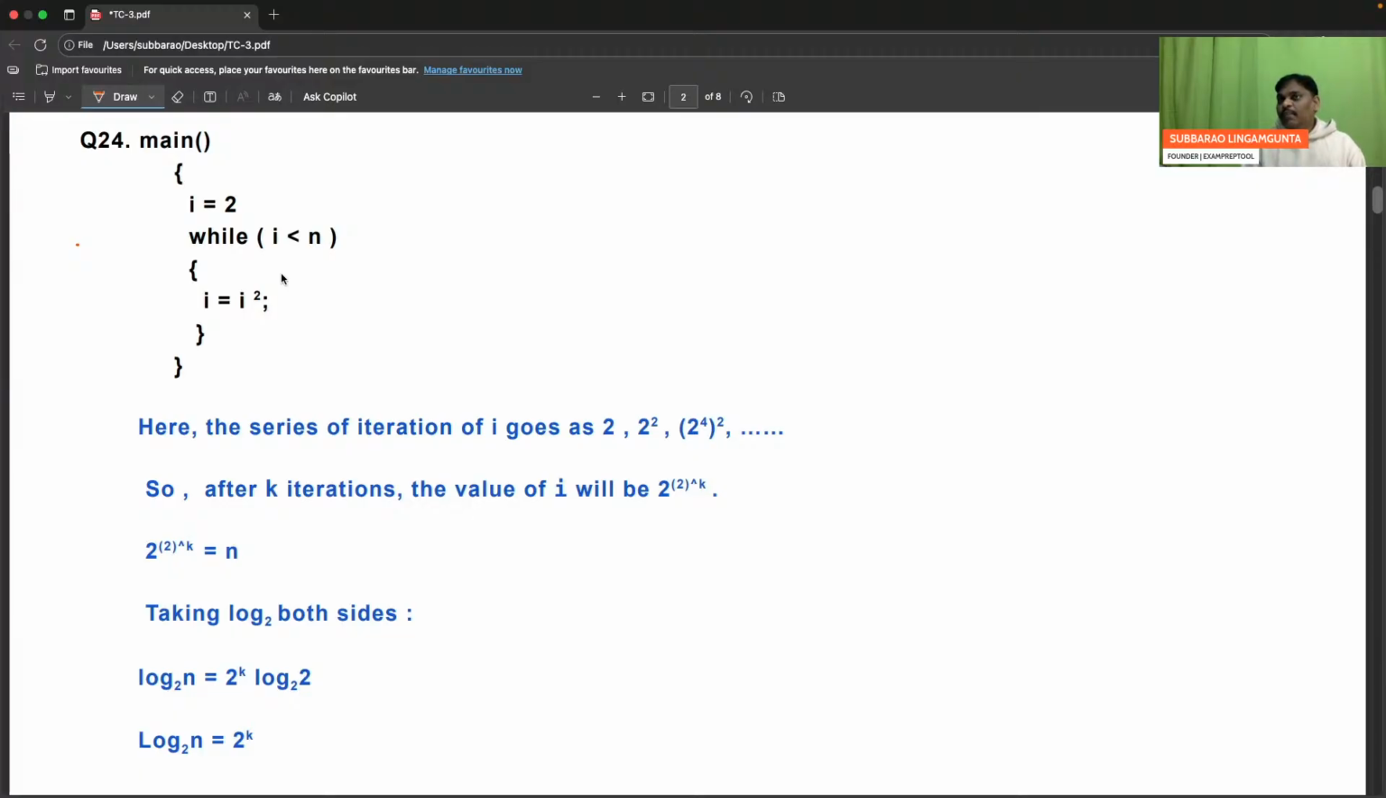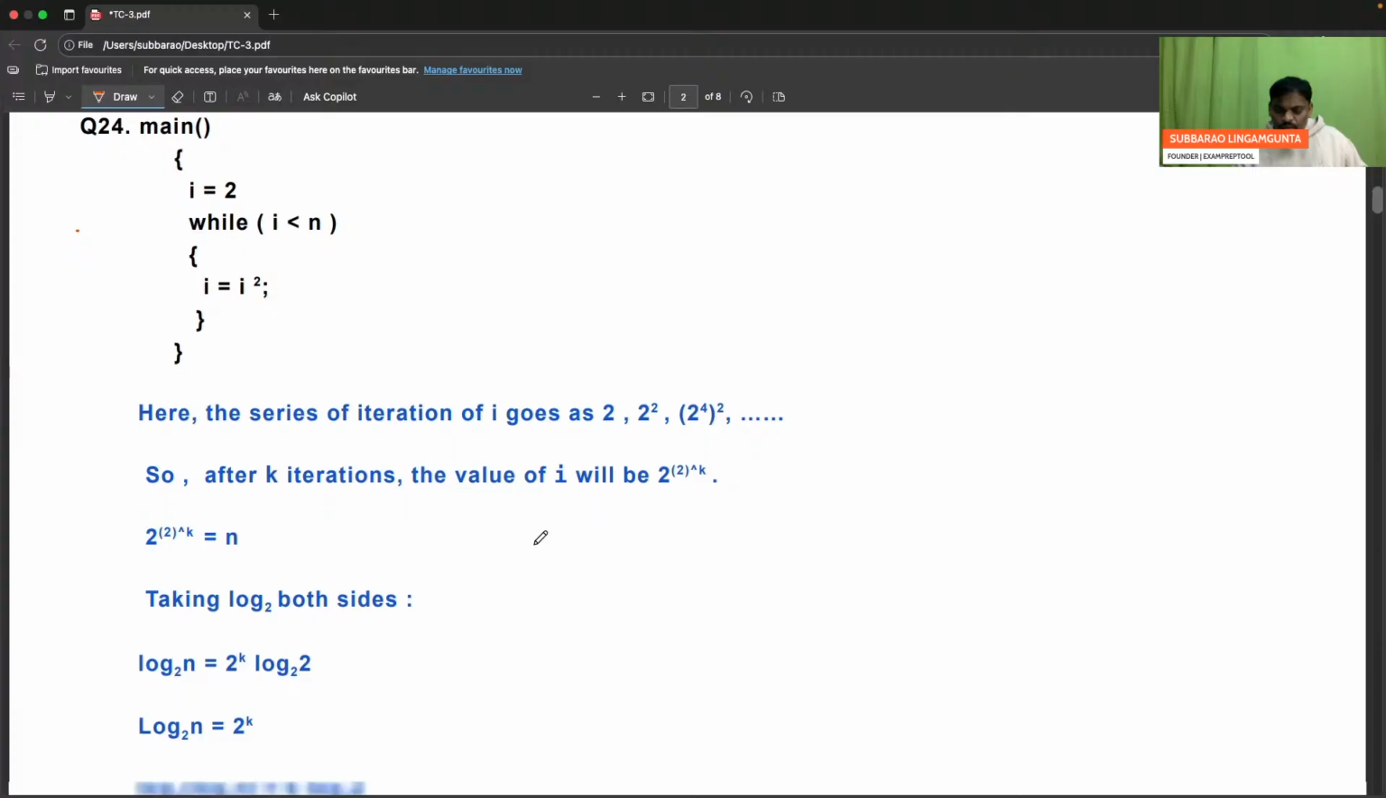Suppose 10 power 2 is 100. One is 12, another is 20, another is 100. So this one is going so much faster, so time complexity is very less. Here it is always power 2, always power 2, always power 2. If you observe clearly, this leads to log n.